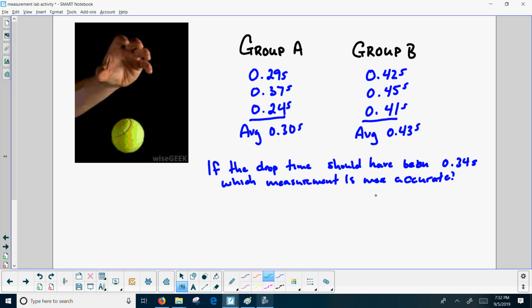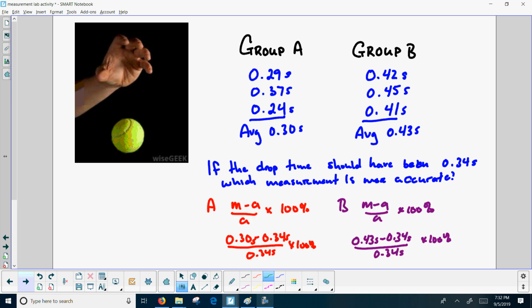So to do this, we have to calculate the percent error. Right? Remember, it's my MA equation. We're using our MA equation to determine the error associated with both sets of measurements. So here we go. I've got my measured value here. I'm going to use the average when I'm comparing it to the true value. So my average for the first set is 0.3 seconds. The value should be 0.34 seconds. And on this side, the average is 0.43. It should have been 0.34.